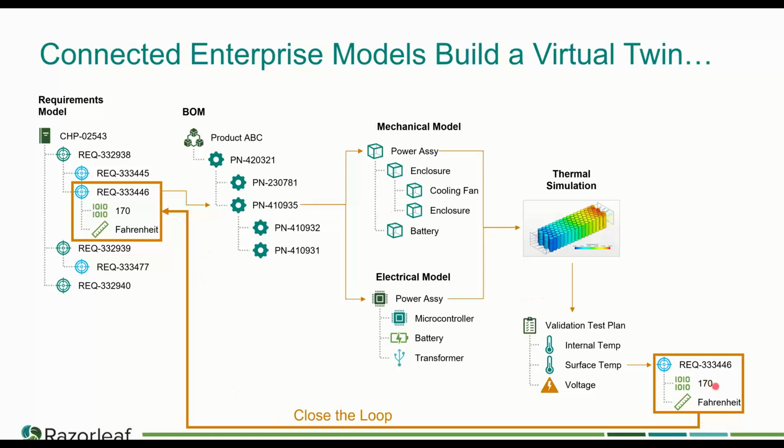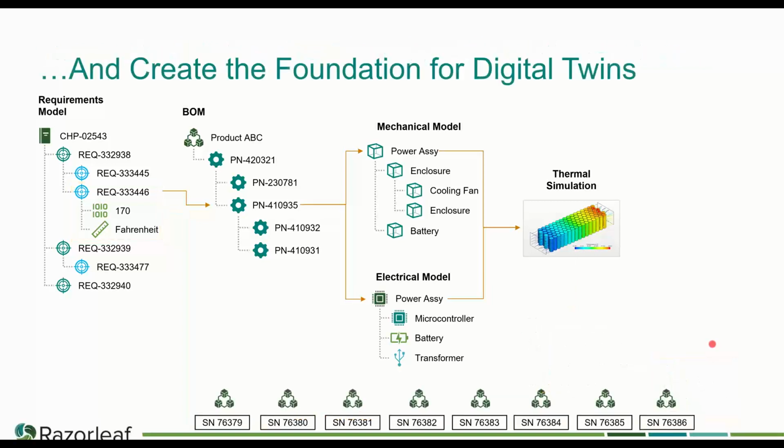When I was doing design, if it turned out that this was going to be a surface temp higher than 170, well, I would revise the design. I'd come back through this and I would check it out again until I had a product that could meet these requirements. Okay, that's all great. That's the virtual twin. That's what I planned for my product. But that is the foundation for digital twins.